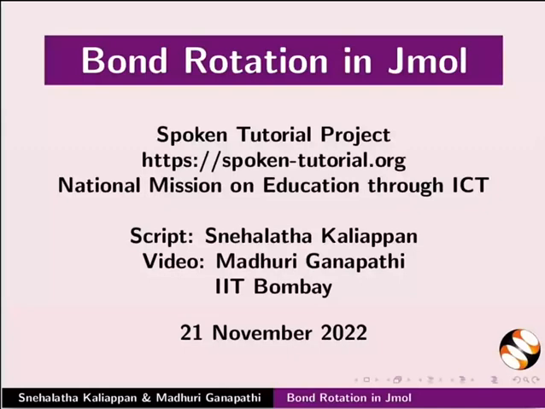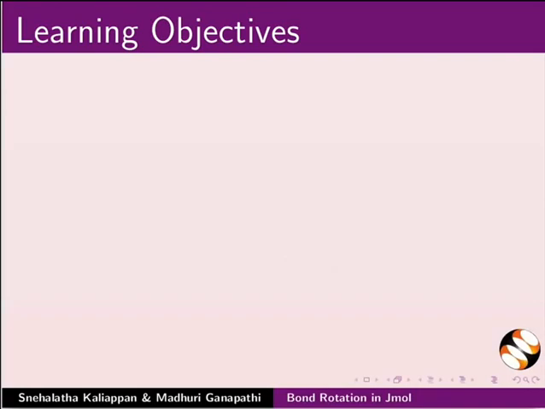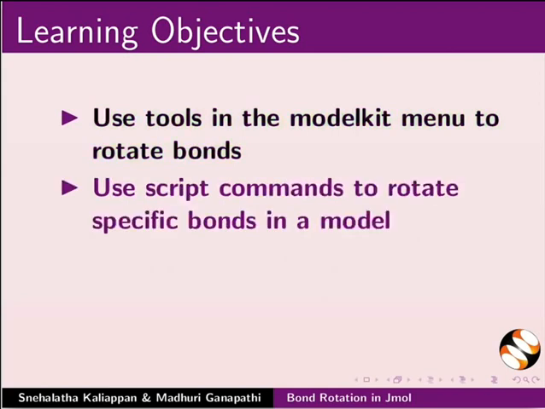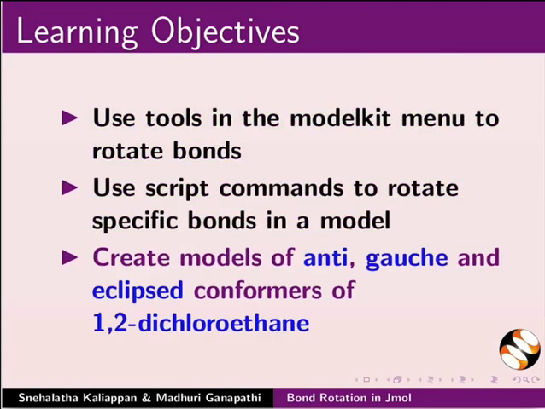Welcome to this tutorial on bond rotation in Jmol. In this tutorial, we will learn to use tools in the Model Kit menu to rotate bonds. Use script commands to rotate specific bonds in a model. Create models of anti, gauche and eclipsed conformers of 1,2-dichloroethane.